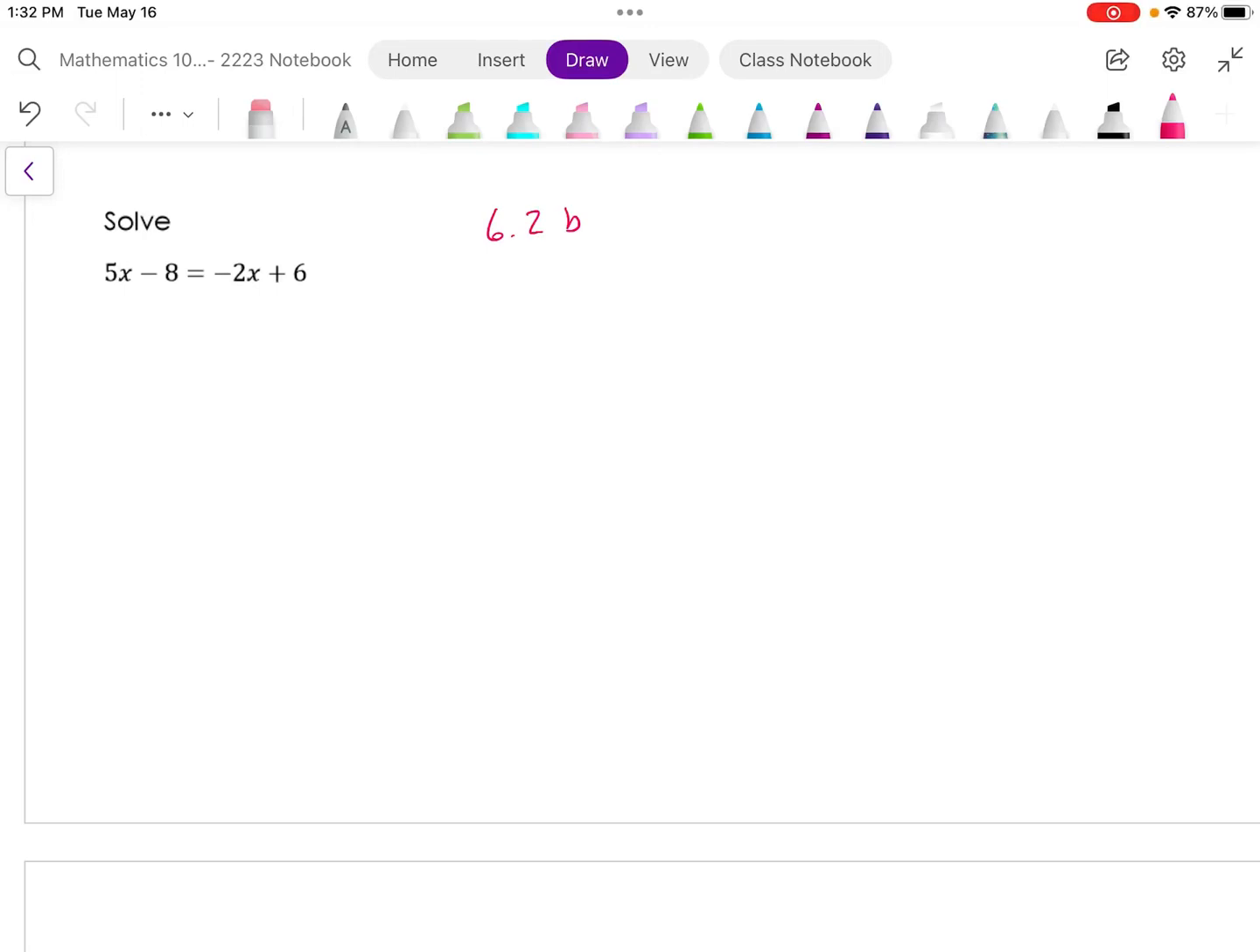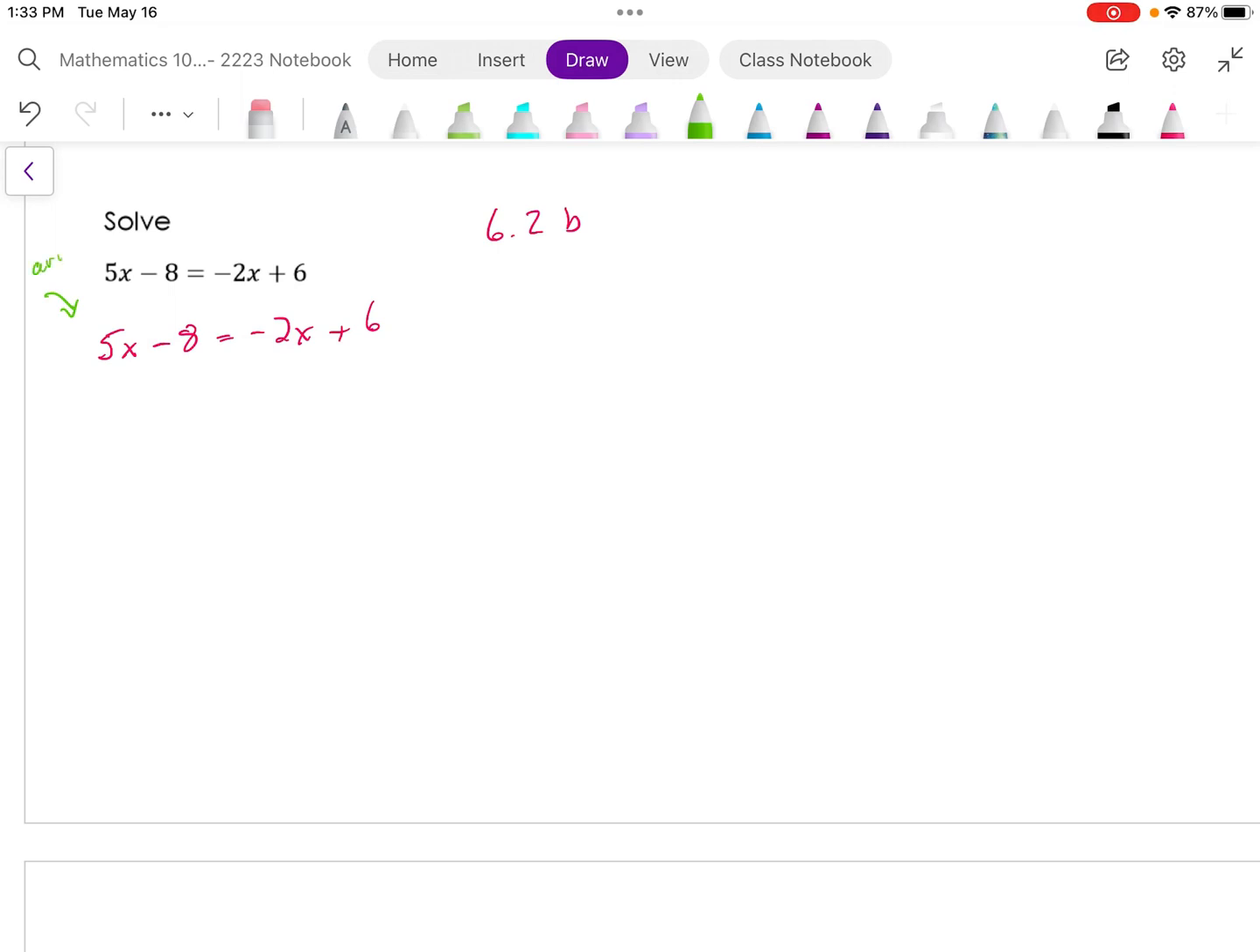Let's continue with our next example. We're going to solve 5x minus 8 is equal to negative 2x plus 6. One step that I always like to do first is rewrite the equation in my own writing. It's just a habit that I've gotten into, and I think it's good because it helps me identify what's going on and gives me pause time to let me know what might be a path forward.